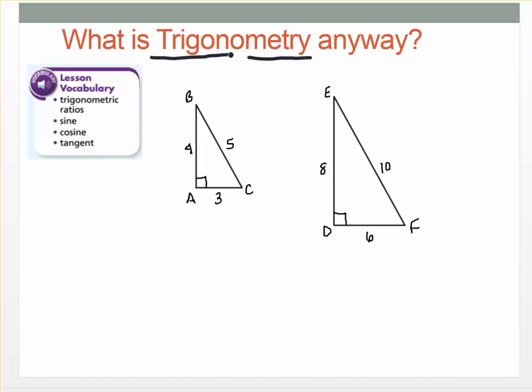A polygon is a multiple-sided closed figure. A trigon is a closed figure with 3 sides, because tri means 3. So we're just measuring triangles. That's all it means.